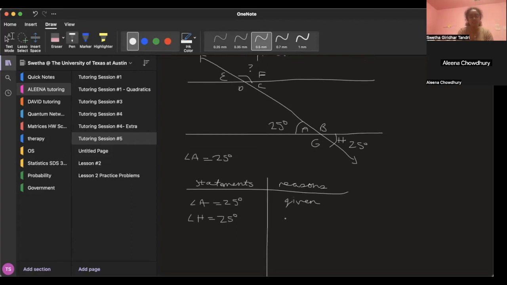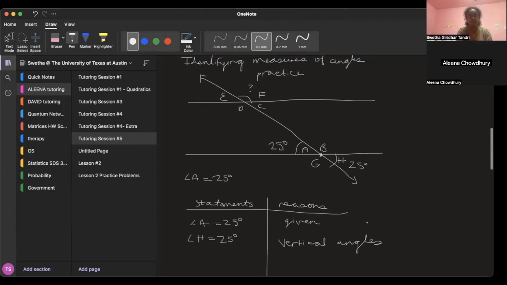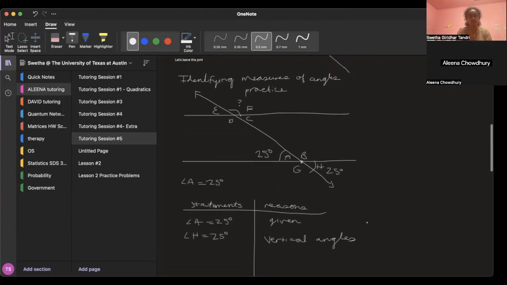I guess we can cite vertical angles. Because these two are vertical. Okay, so. Vertical angles. So what can we do next? E and C are both 25. E and C? Yeah. How did you get that? Because it's above it and it's the same measurement.